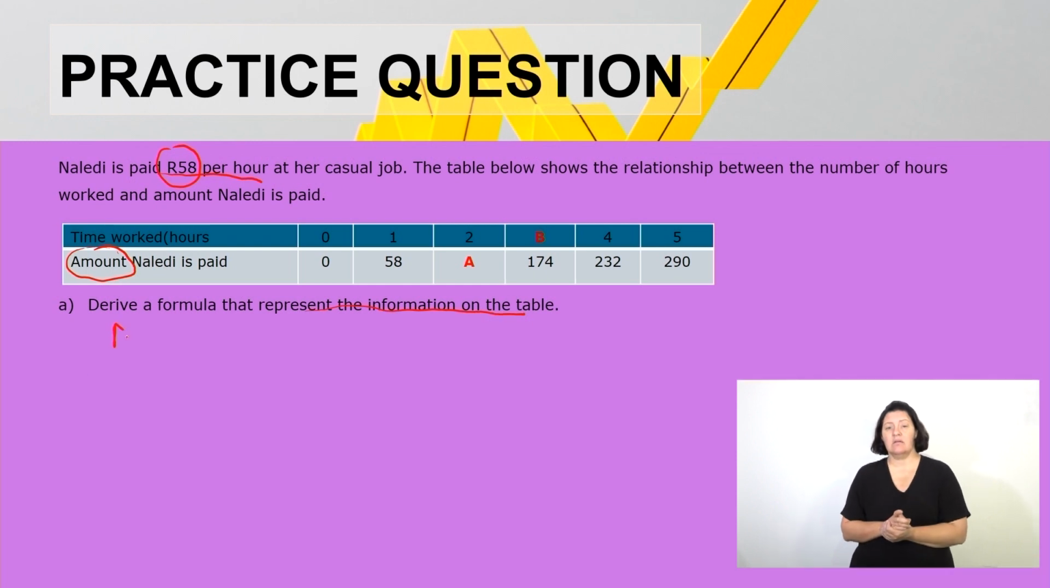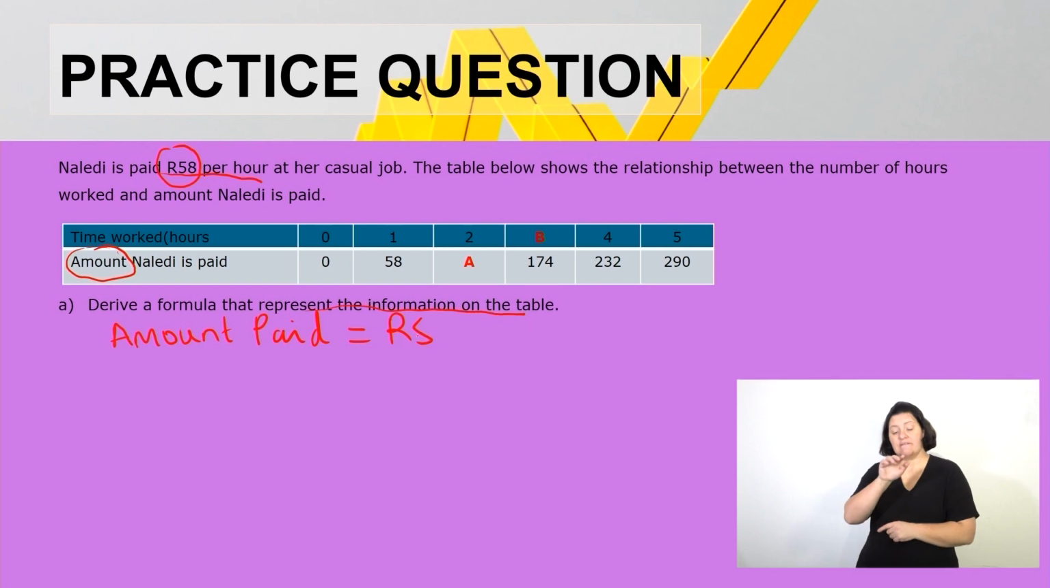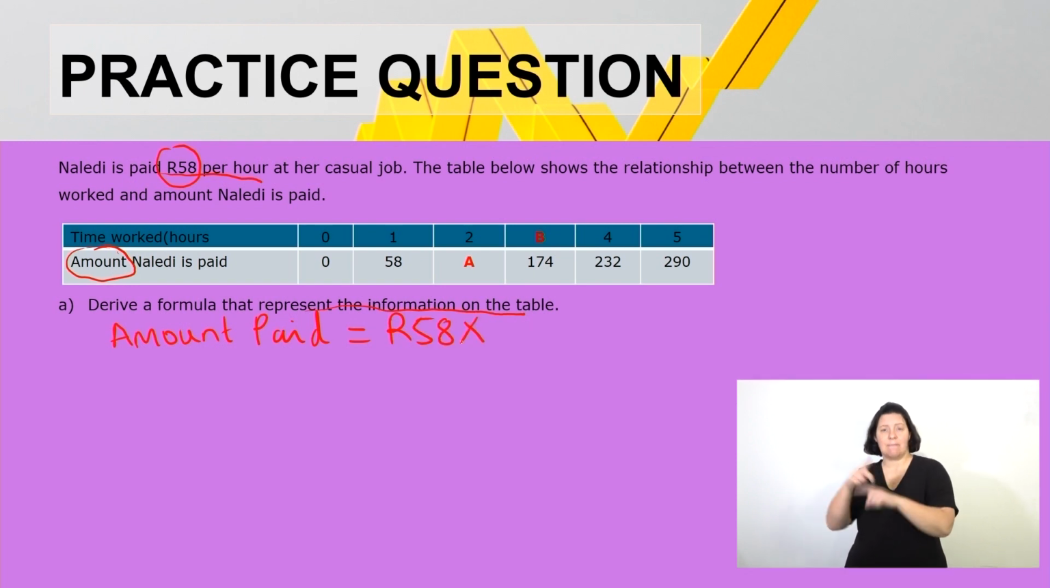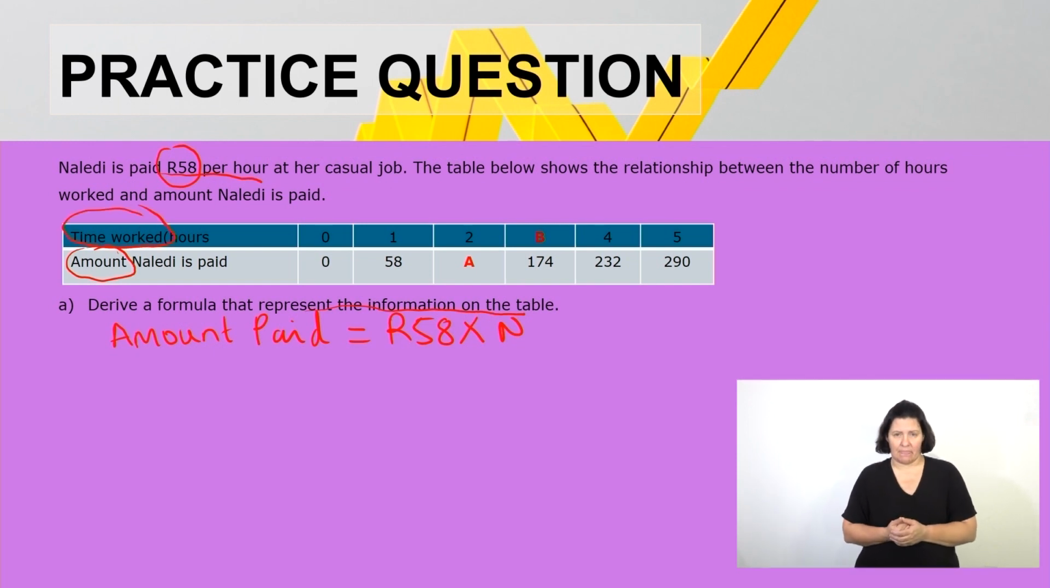So we can say amount paid will be equals to 58 rand multiplied by n. In this case, our n is represented by the hours, which is time worked.